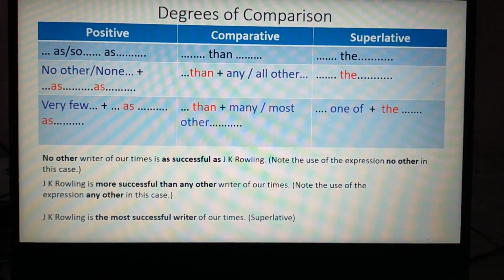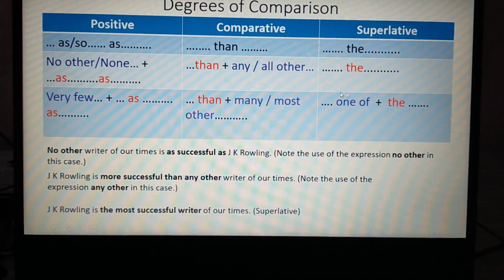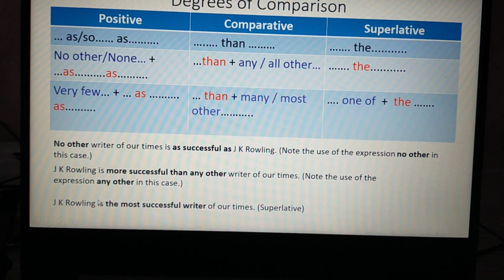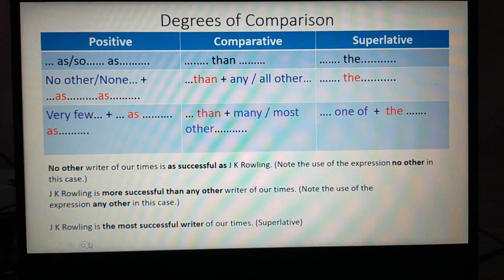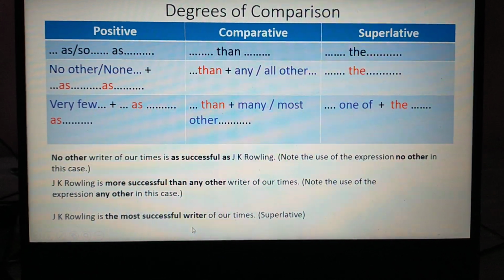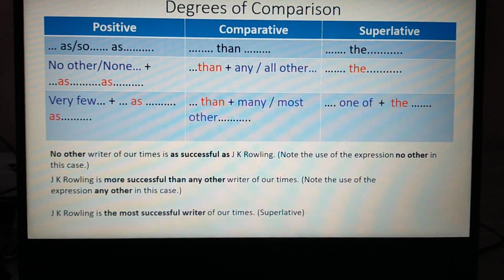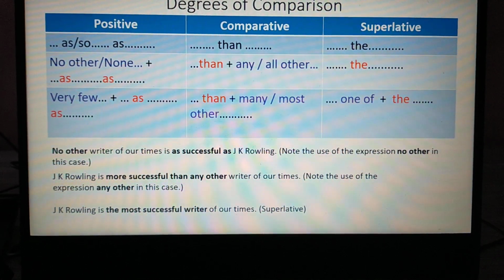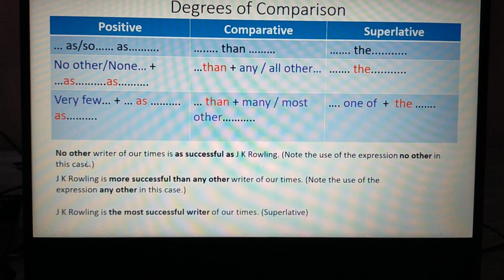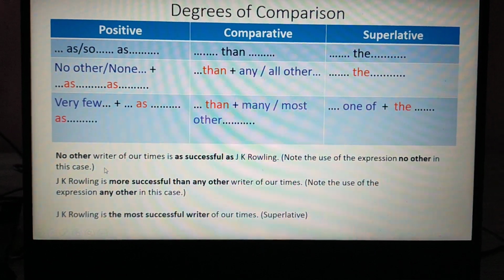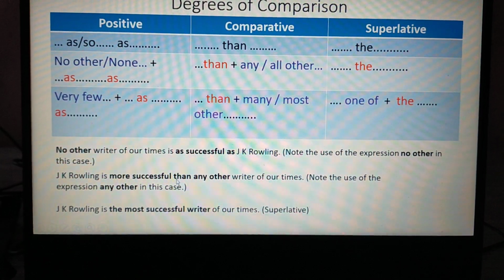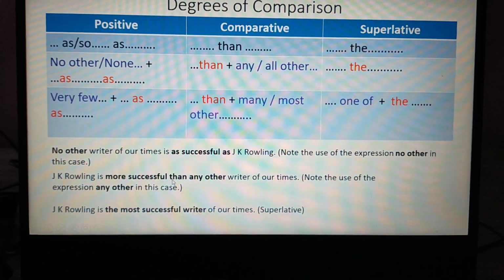In this case we began with the first sentence that was no other. But for example, if in the examination the sentence given would be J.K. Rowling is the most successful writer of our times, from this sentence we can see that it is just "the", there is no "one of the". So obviously to change to a positive degree we have to begin the sentence with no other, and in the comparative we can use than, any other, or all other, depending upon the sentence structure.